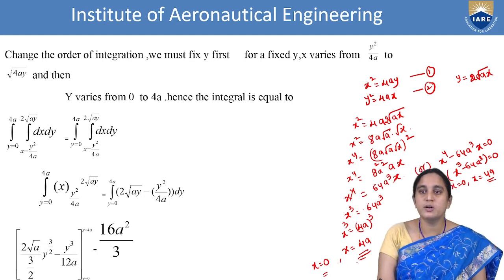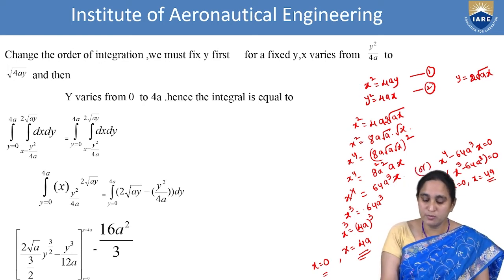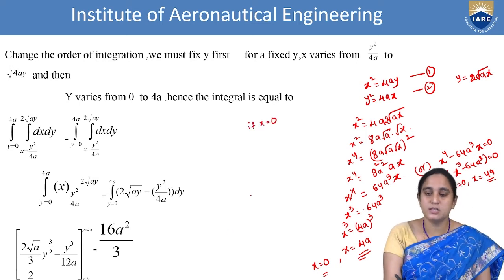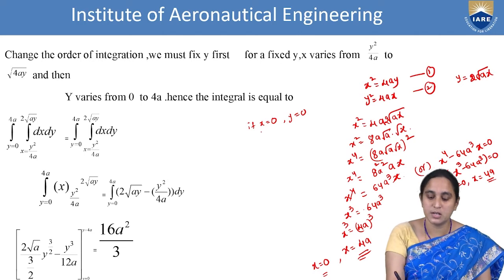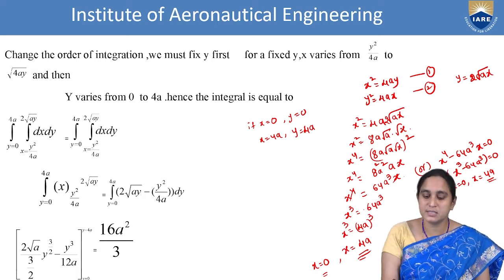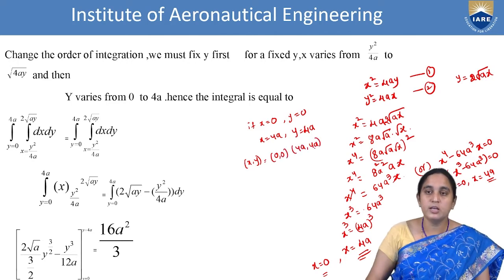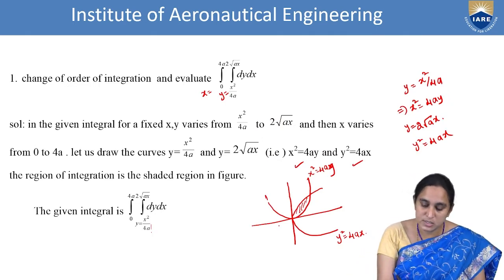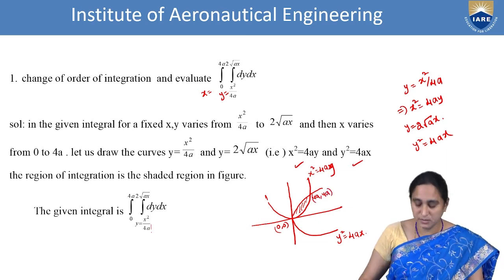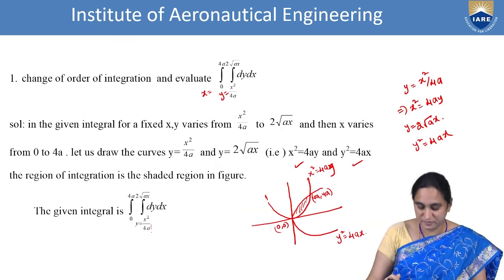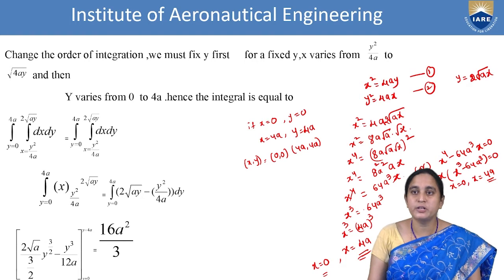If you substitute x is 0 and x is equal to 4a in any equation of the parabolic form, we get y is also 0 and y is also 4a. If x is 0, y is also 0, substituting in the first equation. If x is equal to 4a, y is equal to 4a. Therefore, the points of x and y are 0, 0 and 4a, 4a. Therefore, the two parabolas are intersecting at 0, 0 and 4a, 4a.